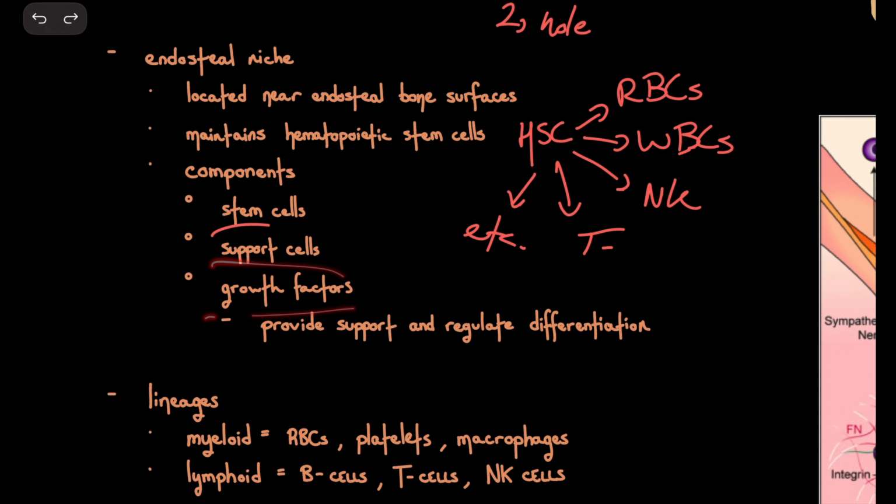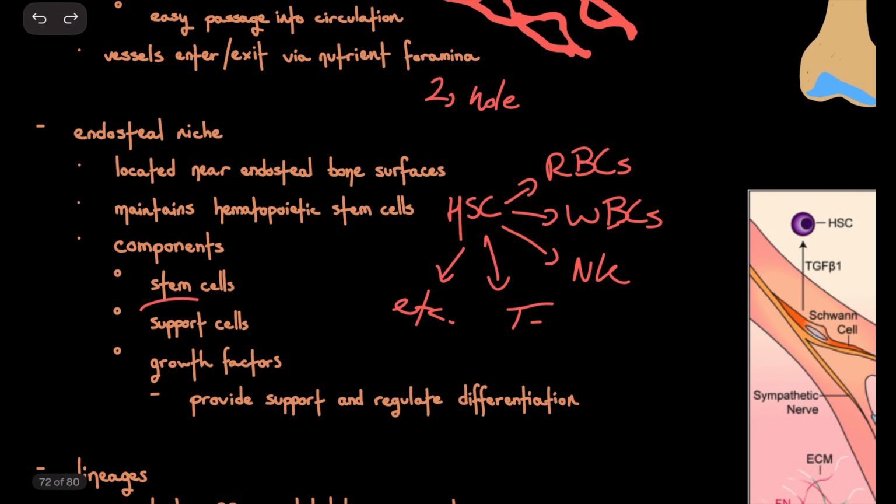You also have some support cells, making sure things go the way they need to go, and those support cells secrete growth factors. Growth factors is a fancy word for chemical signals that tell the cells what they need to differentiate into. Because this obviously is not capable of thought, but depending on the signals that it receives, it'll become an RBC, or a type of white blood cell, and so on.